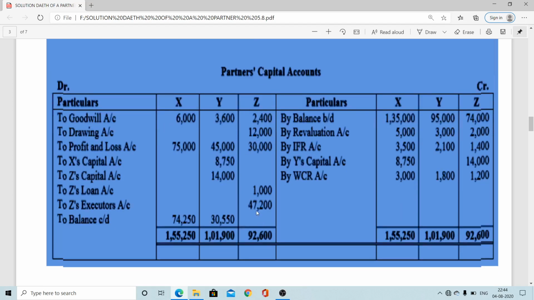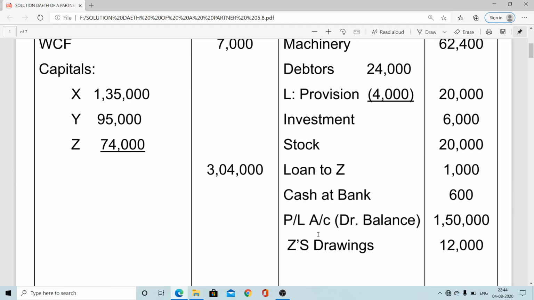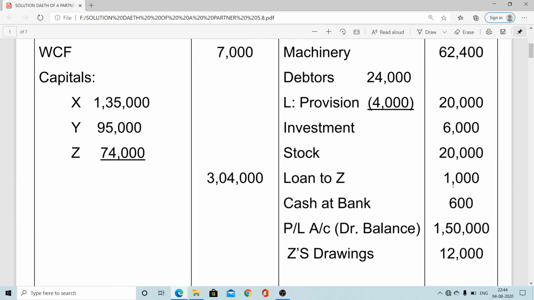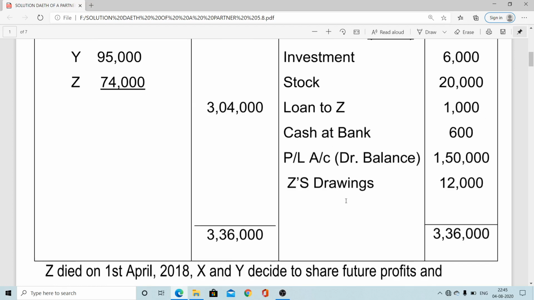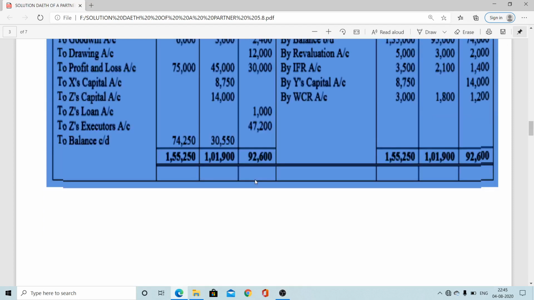Now after that it is mentioned, Z loan 1,000, and here to Z executor 47,200. Z has also taken a loan. We can check from the old balance sheet here, Z taking the loan, yes, loan to Z 1,000. So that also we have to close by passing the reverse entry, partners capital account debit to Z loan. So Z partners capital to Z loan, that entry is shown here. Yes, this is the entry for loan taking purposes, Z loan.